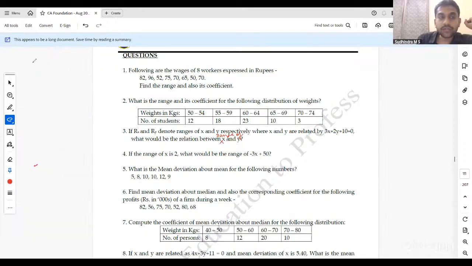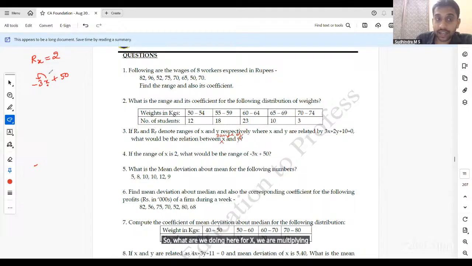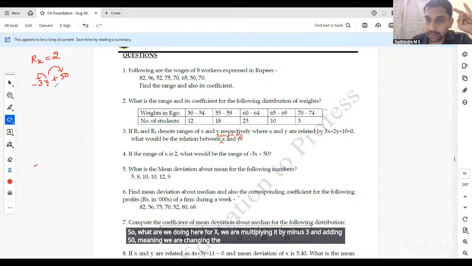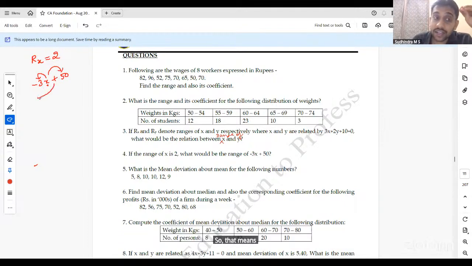So what are the given? Range of x is 2. They're asking what is the range of minus 3x plus 50. So what are we doing here? For x, we are multiplying it by minus 3 and adding 50. Meaning we are changing the scale and changing the origin. So that means x is converted to another variable. We call that other variable as y. Right. y equals minus 3x plus 50.